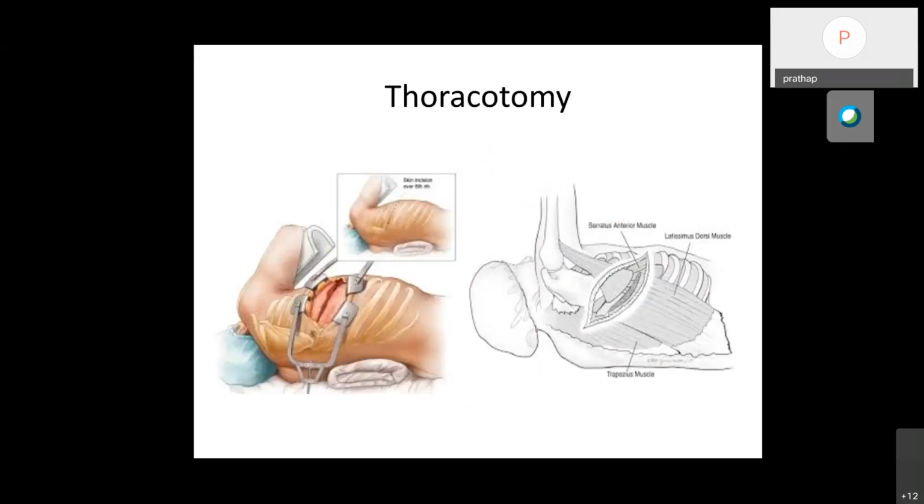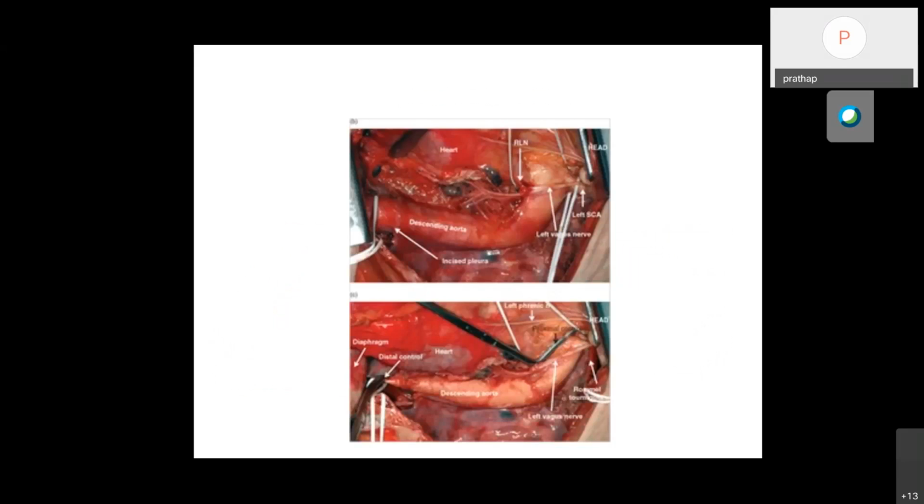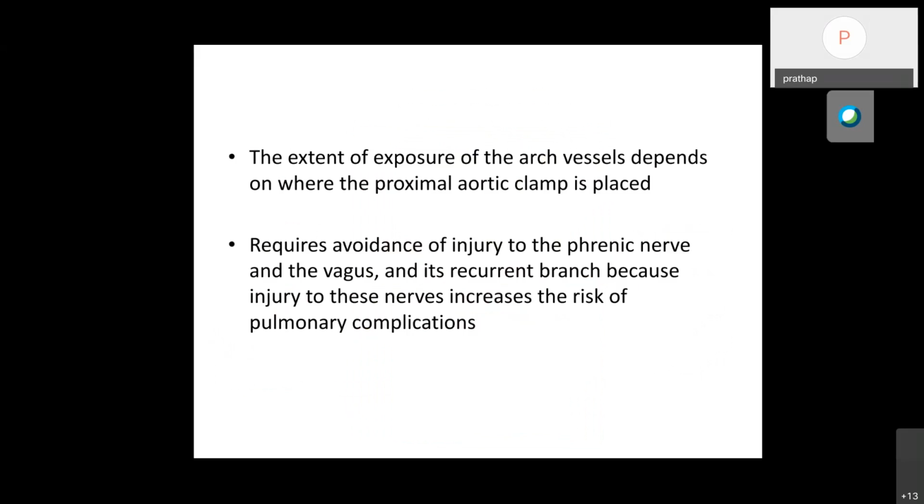Thoracotomy is made at the intended space, and the serratus anterior, latissimus dorsi, and trapezius muscles are cut, and the thoracic cavity is entered. The left lung is deflated, and the aorta can be seen in the posterior aspect, just anterior to the vertebral bodies, and the control of the aorta just above the aneurysmal part is to be taken. The extent of exposure of the arch vessels depends on where the proximal aortic clamp is placed and requires avoidance of injury to the phrenic nerve and the vagus nerve and its recurrent branches, because injury to these nerves increases the risk for pulmonary complication.